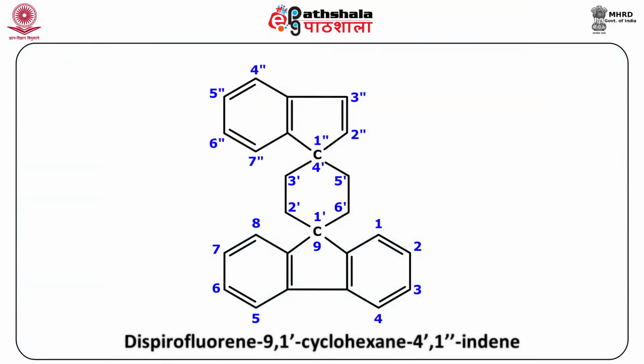For example, in the following figure, we have an indene ring and a fluorene ring as the fused polycyclic rings. Since alphabetically fluorene comes first, it is numbered first, and the spiro atom attached to this ring is numbered as 1 prime, and the spiro atom joined to the indene ring gets the number 4 prime, and hence this spiro compound is named as dispiro fluorene 9 1 prime cyclohexane 4 prime 1 double prime indene.